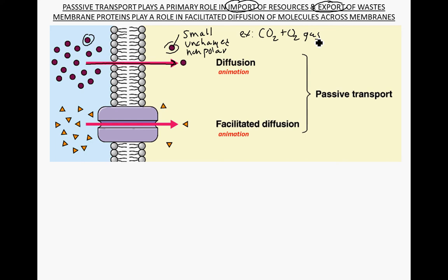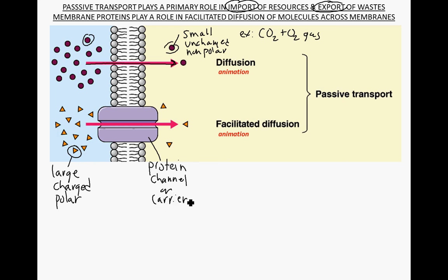Everything else is represented here by this triangle right here, and we say that most things are going to be large, have some sort of charge to them, or will be polar. So large charged polar things will need to get across membranes. However, they don't just simply passively diffuse across. They are going to need some sort of protein channel or a carrier. And this protein channel, this protein carrier, is sometimes referred to as a pore.